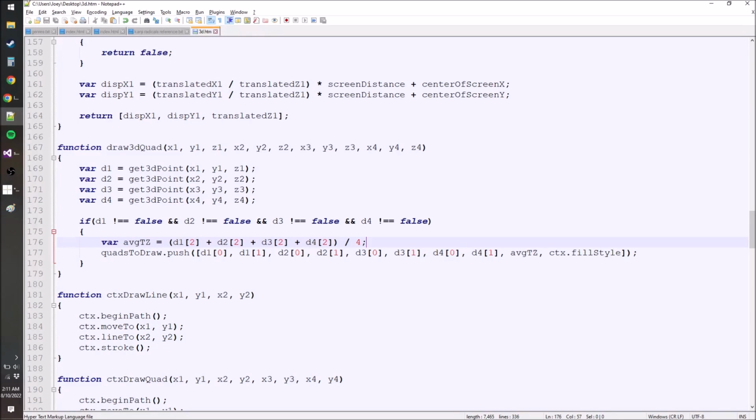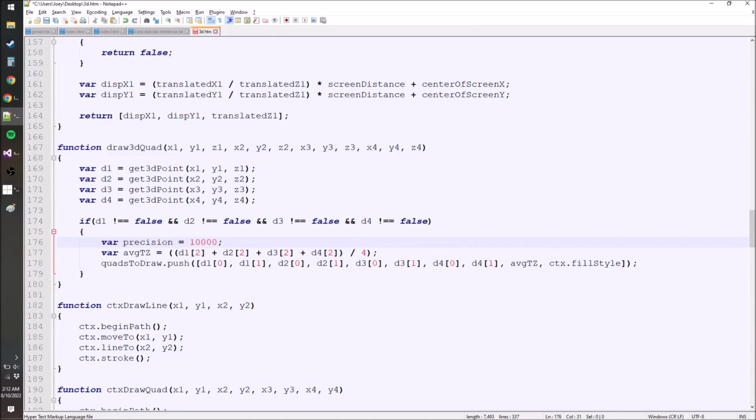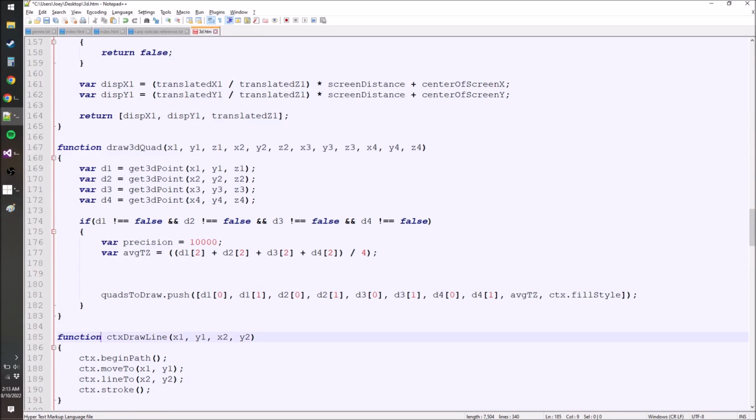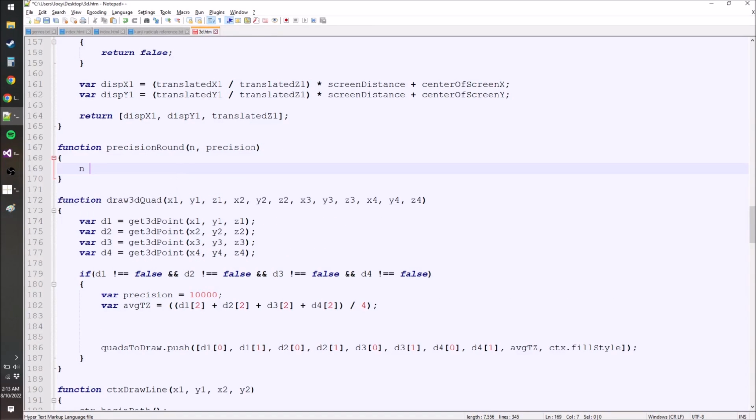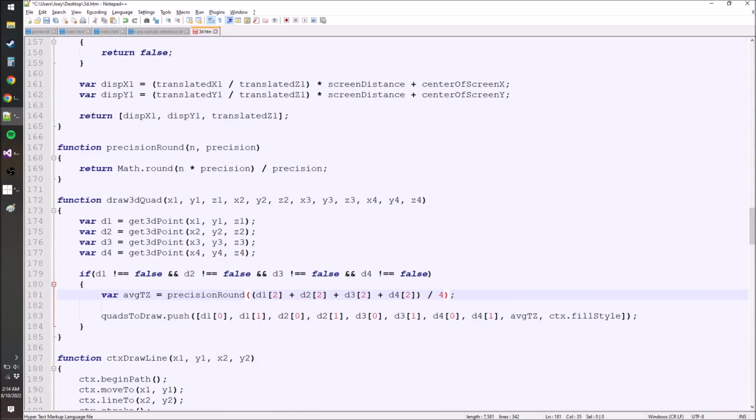The question is, how precise do we want to go? Let's say we're precise down to a 10,000th of a unit. Let's make this a function. So N times precision, and then we parse it to make it into an integer, which cuts off any extra values. Although that could have some problems, now that I think about it. Instead of parsing, actually, we want Math.round. Then we divide by our precision, and we return that. So maybe this will work, I don't know, we'll see. Precision round takes multiple arguments.